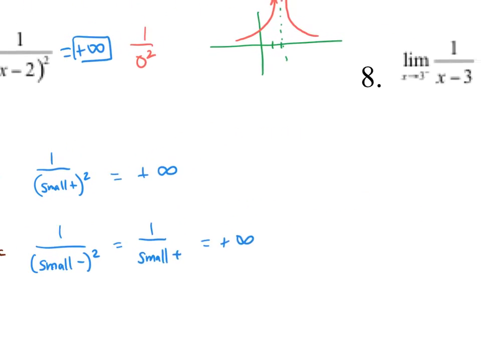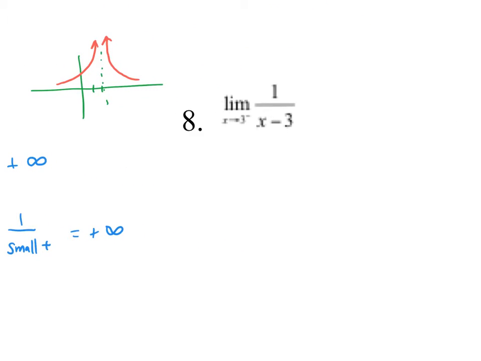Eight is going to be another one that kind of deals with the infinity. This is the left-hand side of the one we did in number 6. So it's 3 from the left, so I'll pick a number slightly smaller than 3. So that's going to give me 1 over a really, really, really small negative number. So same thing, 1 over a small negative. It's not squared or anything, so that's negative infinity.